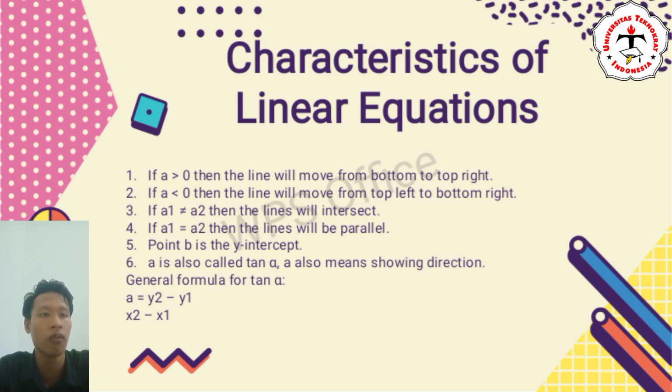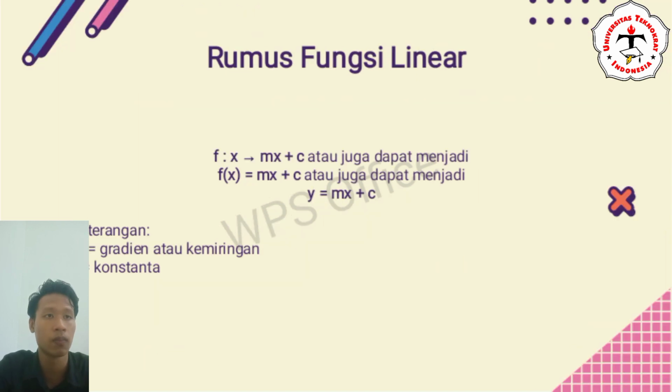General formula for a, tan A. a equals y2 minus y1 over x2 minus x1. The formula of the linear function is f(x) equals mx plus c, or also f(x) equals mx plus c, or also y equals mx plus c.